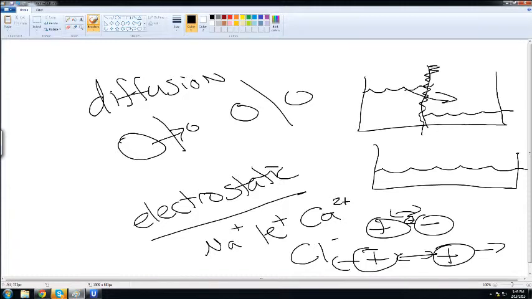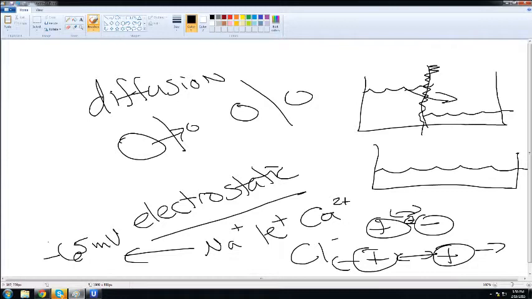So for instance, if we have a negative inside of a cell, negative 65 millivolts, basically the electrical forces are going to compel all of these cations to want to go in, and is going to compel all of these anions, the double negative, because this is negative and the inside of the cell is negative, those are going to want to go away from one another.